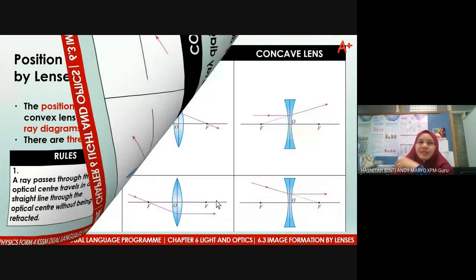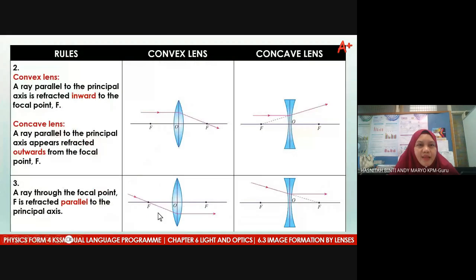Then we have the second rule. For the convex lens, there is a ray parallel to the principal axis. So see this light ray parallel to the principal axis. This is our principal axis, the center line. Now this light ray is parallel. After passing through the lens, what happened? For a convex lens, it will be converged to the focal point. Remember, a convex lens is a converging lens. So the light ray will be converged to F.